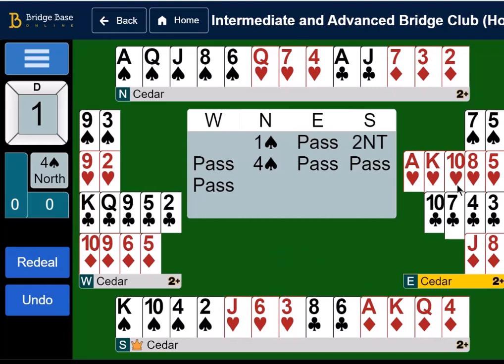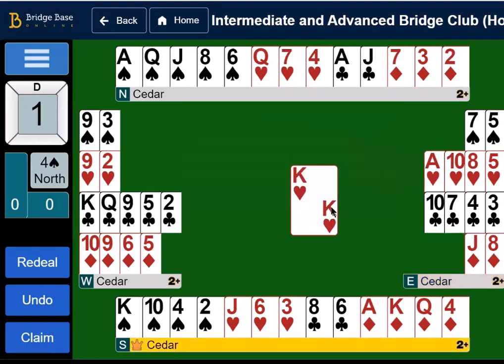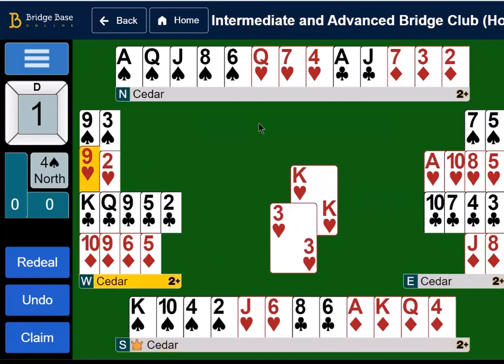Okay. The lead is, well, it says the Ace of Hearts here, but surely most of us need the King. And the initial play, I assume, for most of you against this contract, went as follows.